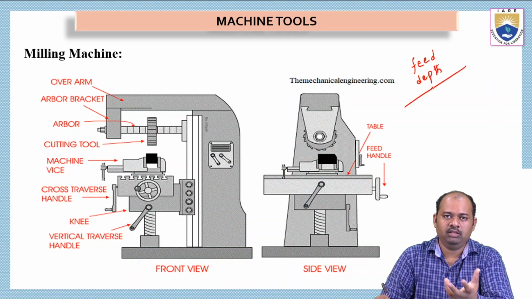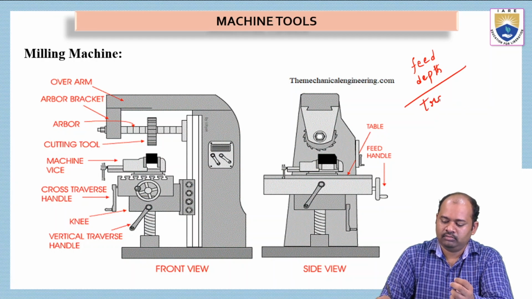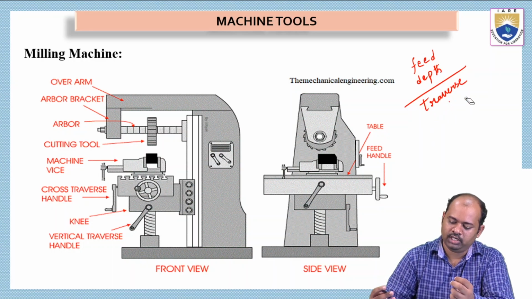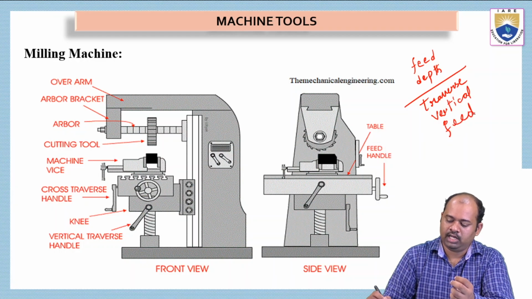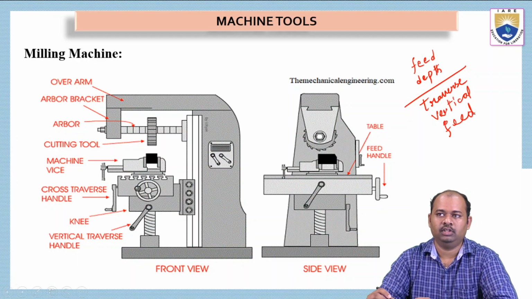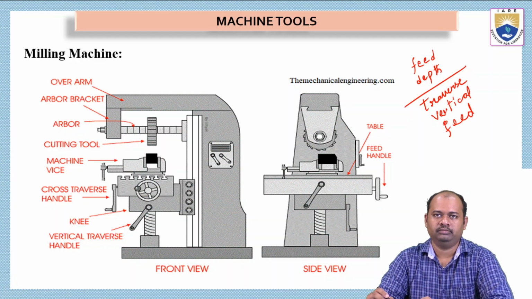Whereas in a milling machine, we can give three motions: traverse, longitudinal, it's not longitudinal, it is vertical, and then we can give feed also. There are three types of motions possible in the case of a milling machine.